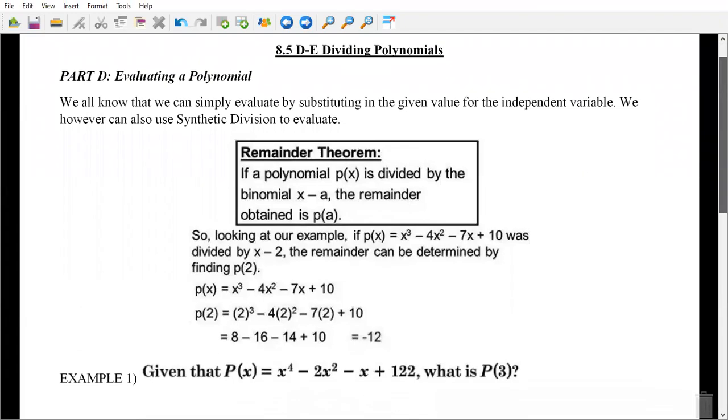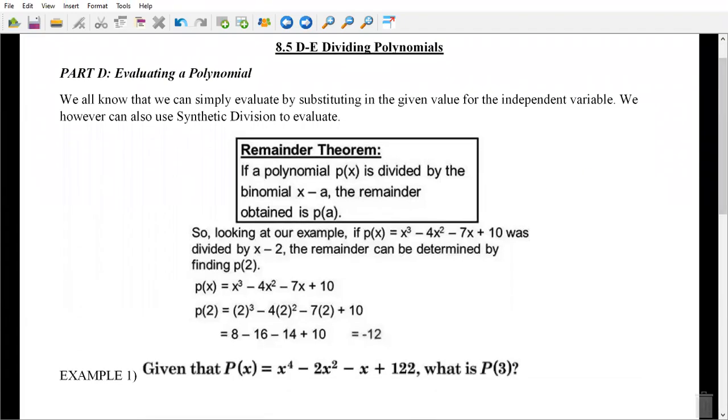Okay, so part D, evaluating a polynomial. We all know that we can simply evaluate by substituting in the given value for the independent variable, right? So if I tell you x equals 2, you just plug it in and you do all the math, right? However, we can also use synthetic division to evaluate.